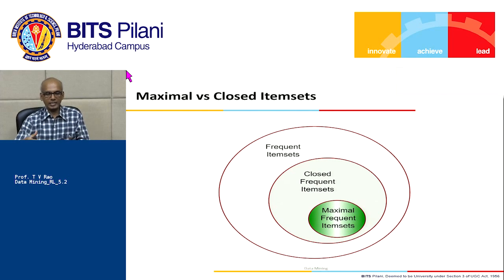If we create a set diagram, it will somewhat look like this: among all the frequent item sets, some of them are closed frequent item sets, and among them only some are maximal frequent item sets.